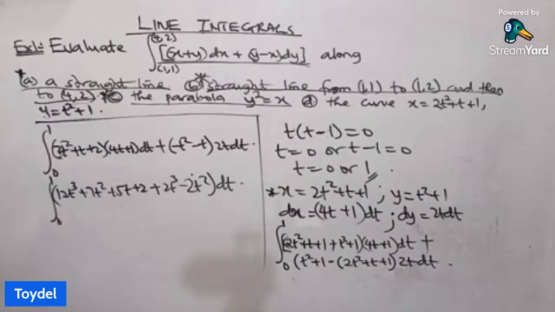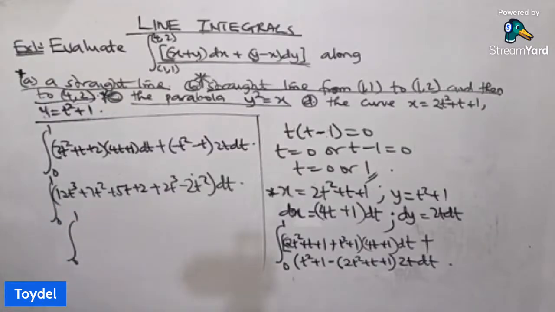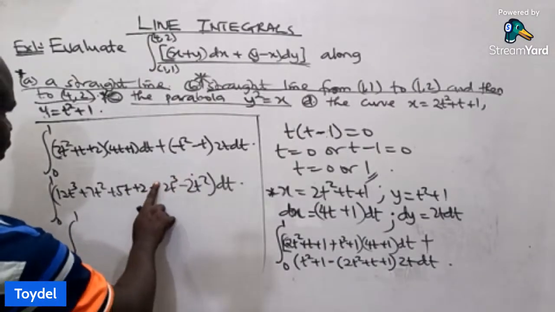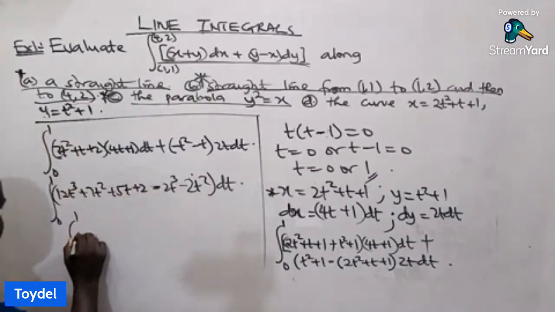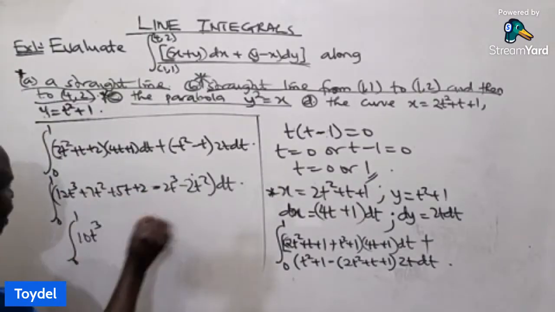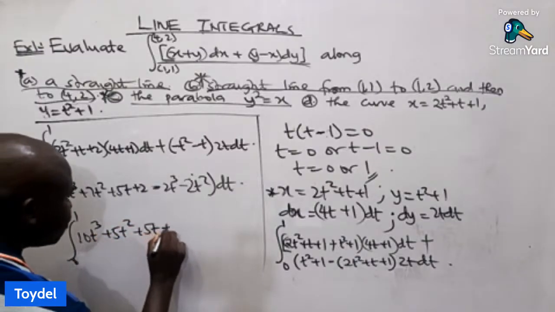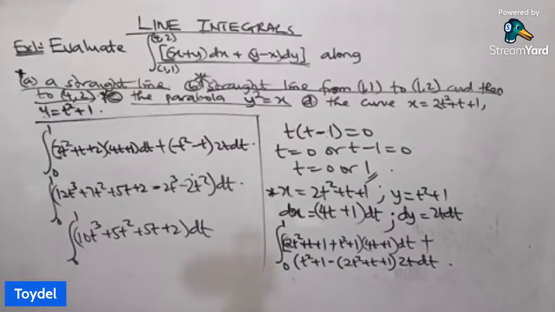So from there, we can actually collect the like terms from 0 to 1. There we are going to have 12t minus, here will be minus t squared. So 12t minus 2t, that will be 10t cubed. Then 7t squared minus this, plus 5t squared. Okay, plus 5t plus 2. Everything into bracket dt. That's what you are going to have.